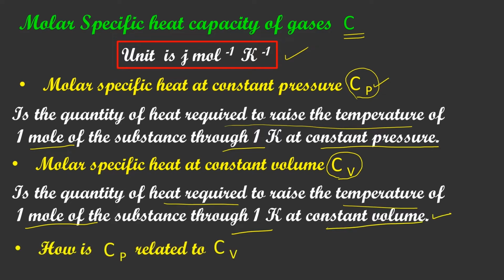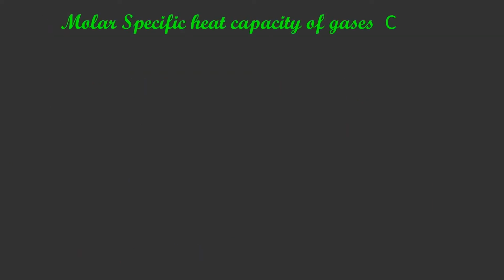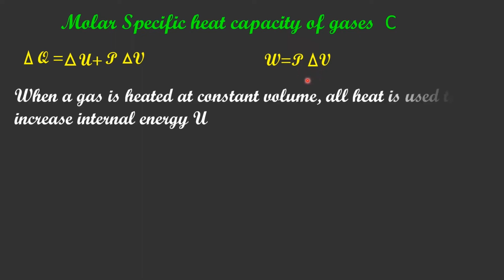How is Cp related to Cv? Let us proceed. In order to find the relation between Cp and Cv, we will recall the thermodynamic equation: delta Q is equal to delta U plus P delta V. What is P delta V? We know work done during expansion of a gas is P delta V. Now let us see one case. When a gas is heated at constant volume, that is, constant volume means delta V is equal to 0, then P delta V becomes 0. So no work is done. Work done is equal to 0.